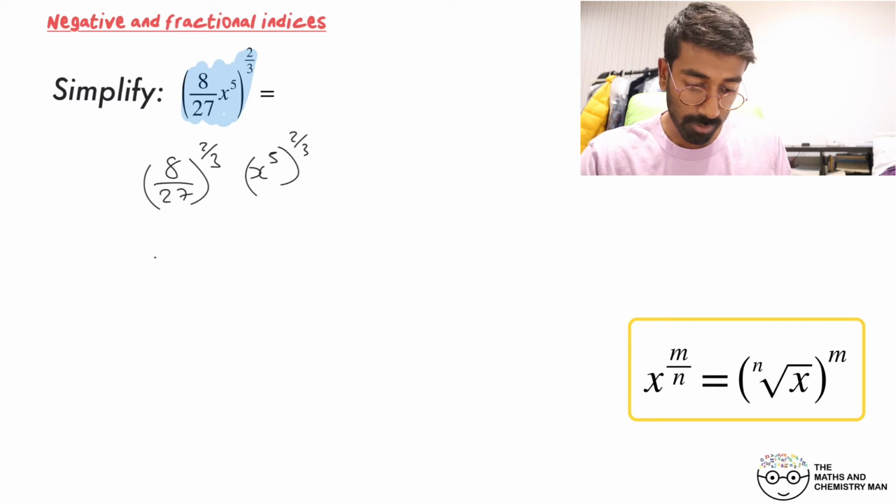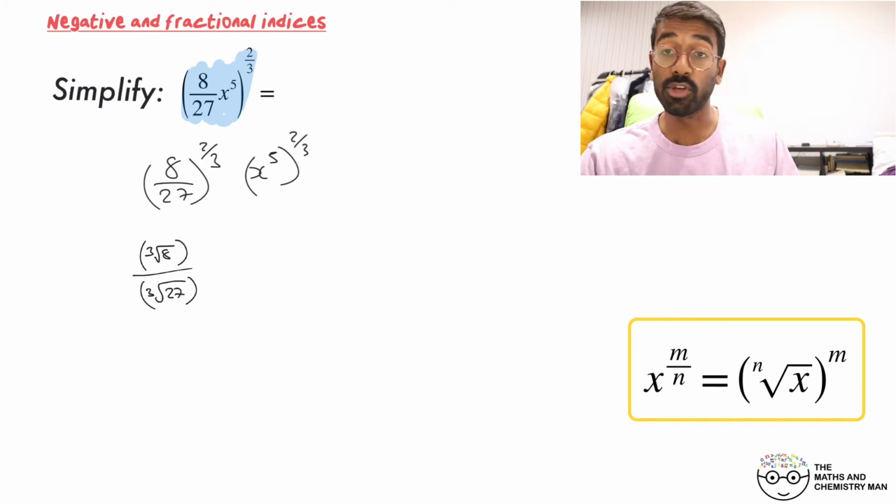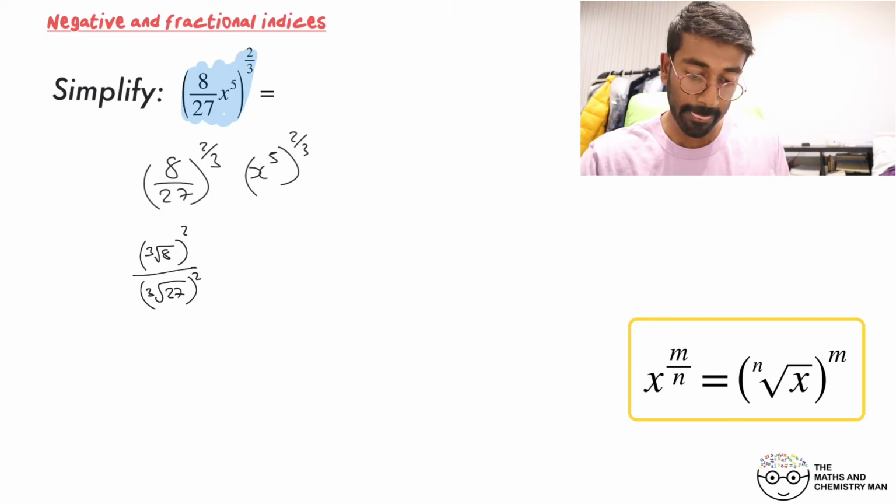So we'll cube root the 8, and we're going to cube root the 27. But then after we've cube rooted it, we'll need to apply a power of 2 to each of them because of the 2 in the numerator there. And then we'll simplify that in a second. What can we do over here? We'll need to multiply these powers together. So that's x to the power of, that would be 10/3.